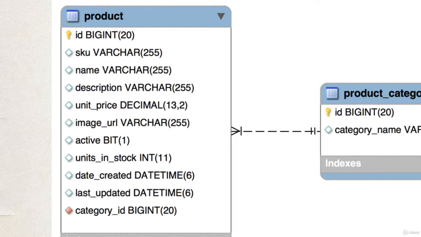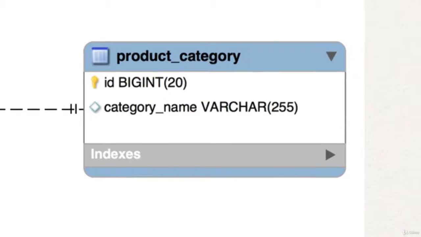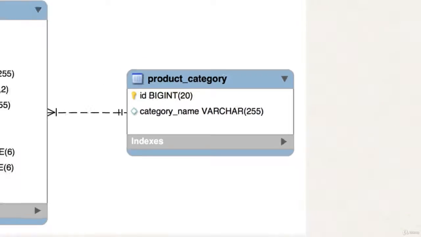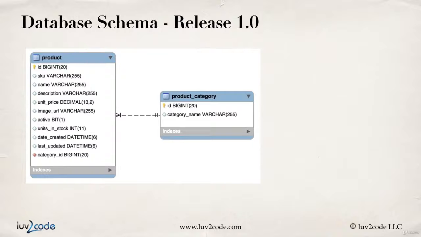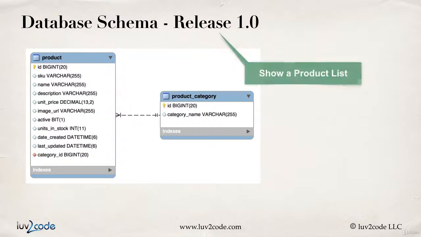And then over on the product category side, we have the actual product ID and the actual name of the category. And then when you look at this schema, you're like, wow, this is really small for an e-commerce project. Well, remember, this is for version 1.0. At this point, we're simply displaying a list of products. Our database schema will grow over time as we add more features and functionality to the database. But this is enough to get us started with release 1.0.